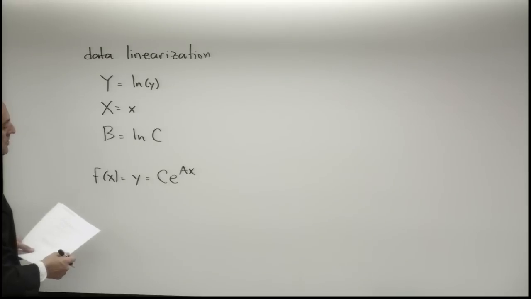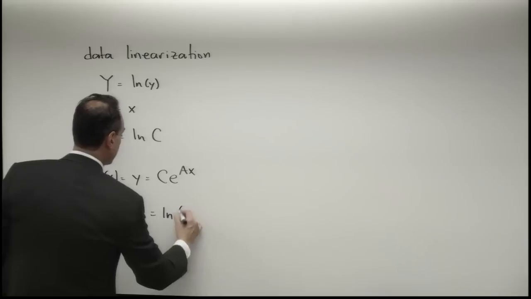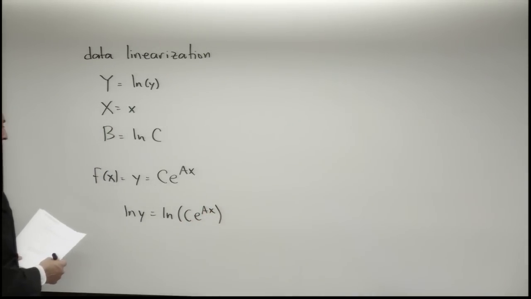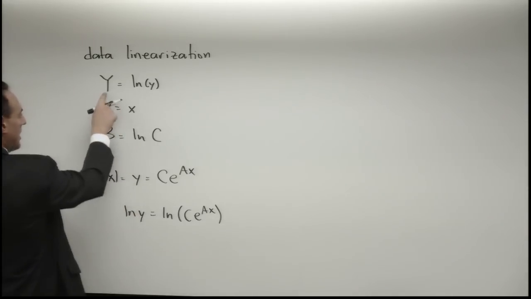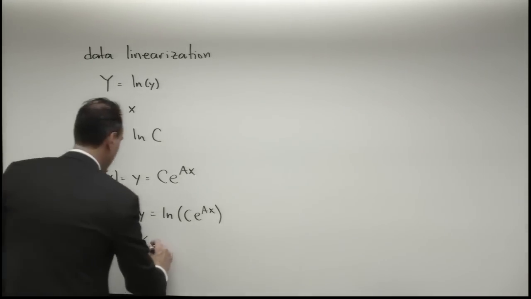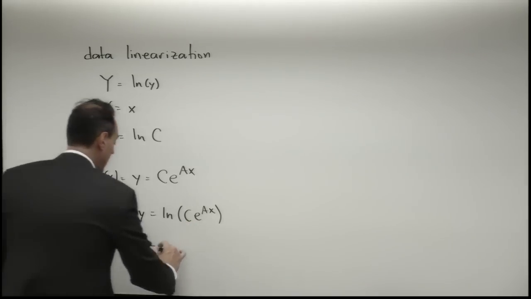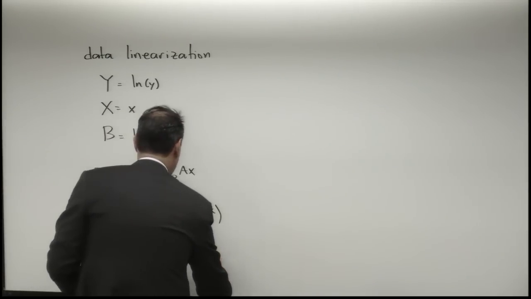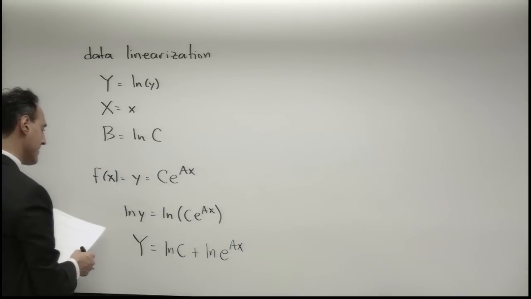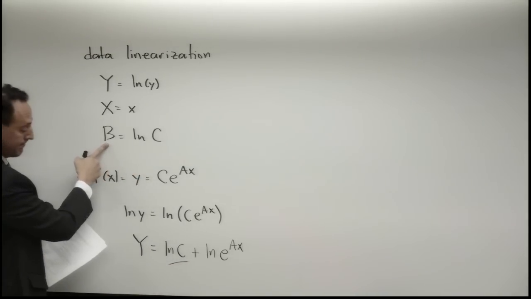Now let's take the log of both sides. So if you take the log of this side, take the log of this side, and what do you get? Well, think about this. Log of y, well, isn't that big Y? So on the left now, I have my data Y is equal to, if you remember your log rules, log of a product is log c plus log e to the ax. Okay? Hey, but wait a minute. Log c, then I'm going to call that b. So this is going to be b.